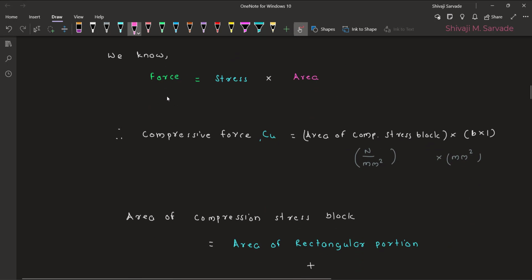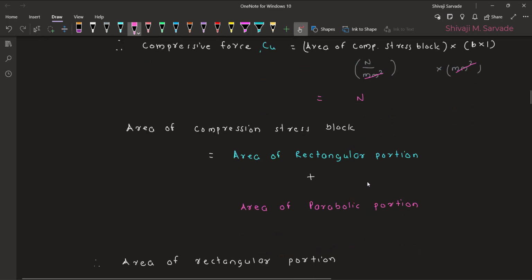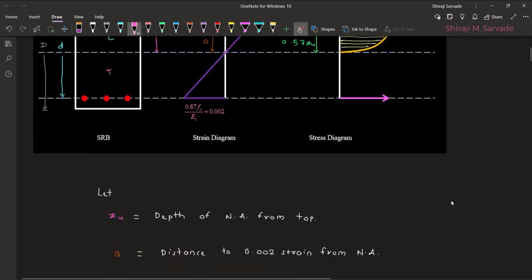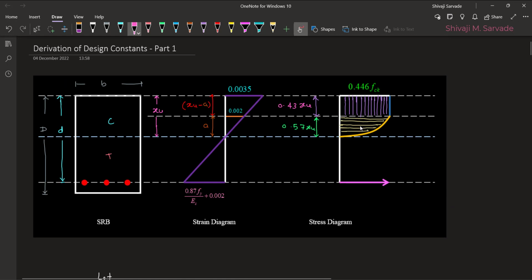So we already know force is equal to stress into area. Now the total compressive force Cu will be equal to the area of the compression stress block into B into 1. This is Newton per millimeter square, because stress always has the unit of Newton per mm square. Now if I multiply with mm square, I'm going to end up with force, which is in Newton. So to get the area of the compression stress block, we have to add two different areas. One is the area of the rectangular portion and the other is the area of the parabolic portion, which you can see in the diagram here.